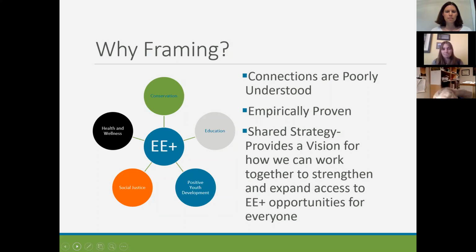in our heads. We're also hoping that this might provide a shared strategy across many organizations, so that we can really think about how we work together to strengthen and expand EE across the country and beyond. And so just really hoping that this tool can be useful and another tool in the toolbox to help us have that unified voice about environmental education.